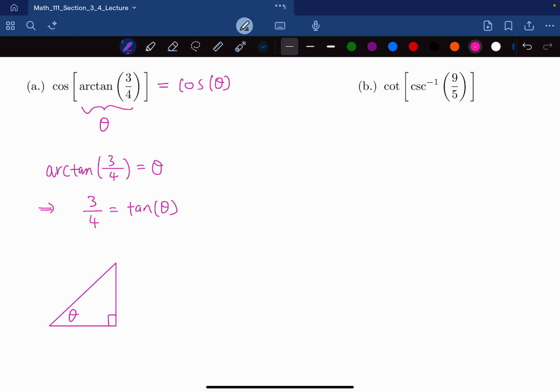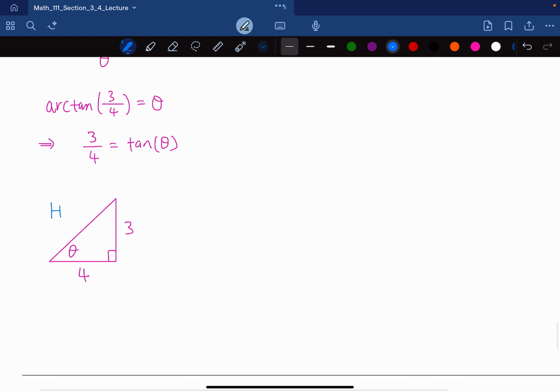Tangent is opposite over adjacent. Okay, all we need to do is to solve for this hypotenuse by using the Pythagorean theorem, which is h squared equals 3 squared plus 4 squared. 3 squared is 9, 4 squared is 16. Add that together is 25. Therefore, h is the square root of 25, so h is 5. Okay.